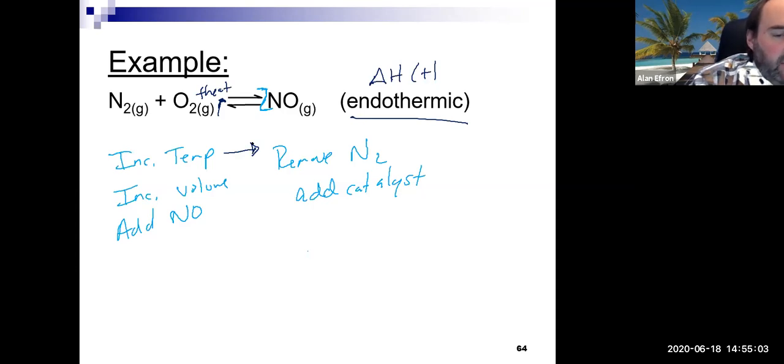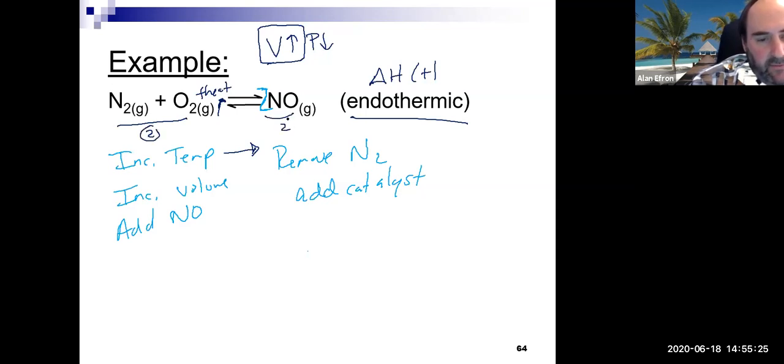If we increase the volume, remember volume and pressure are related. So if we increase the volume, the pressure is going to go down. But more importantly is the volume. And remember that when we have a larger volume, we need more gas molecules. So if we add up our gas molecules on the left-hand side, that is 2. And if we do it on the right-hand side, that is also 2.